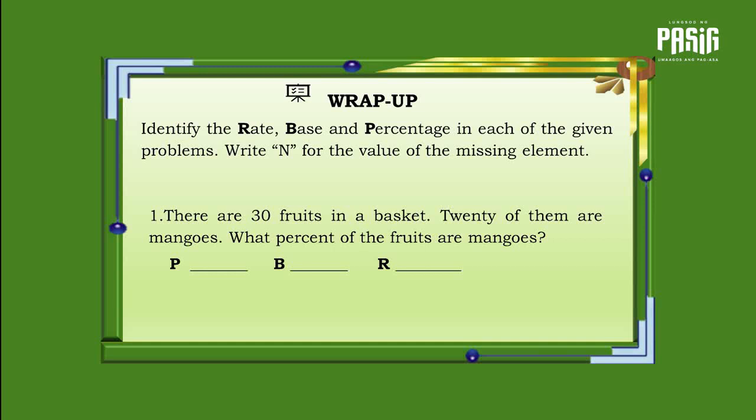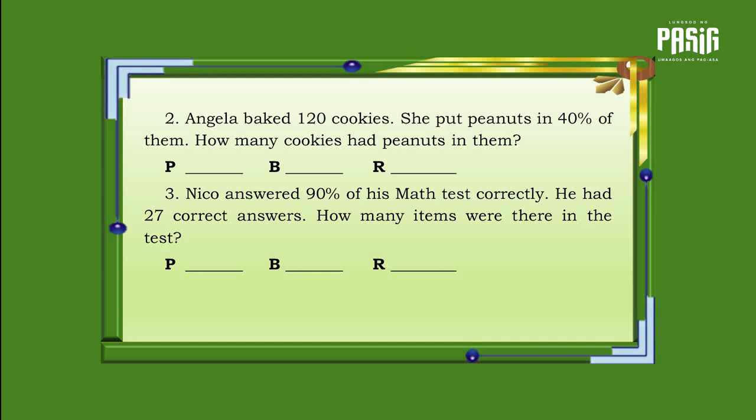Number 1. There are 30 fruits in a basket. 20 of them are mangoes. What percent of the fruits are mangoes? Question number 2. Angela baked 120 cookies. She put peanuts in 40% of them. How many cookies had peanuts in them? So identify which one is the percentage, the base, and the rate.